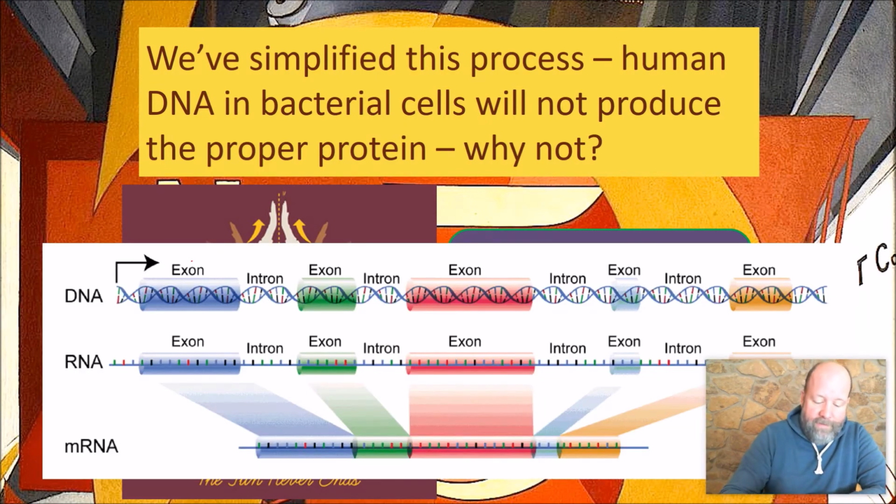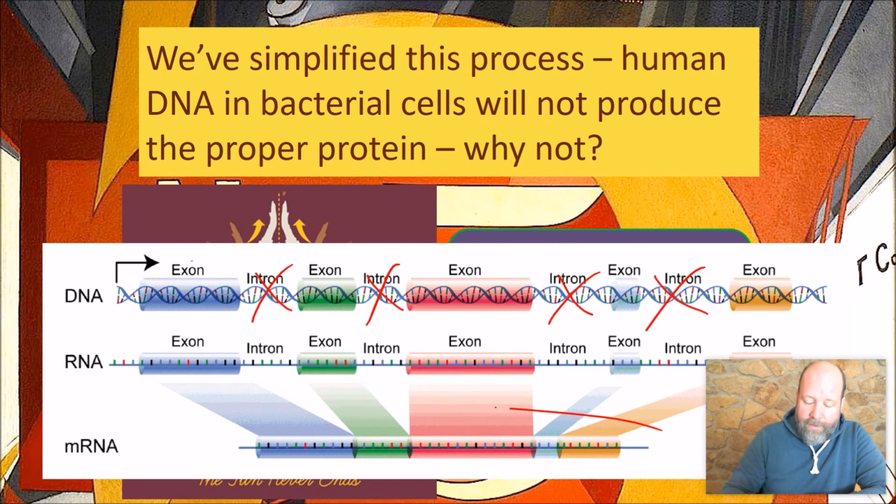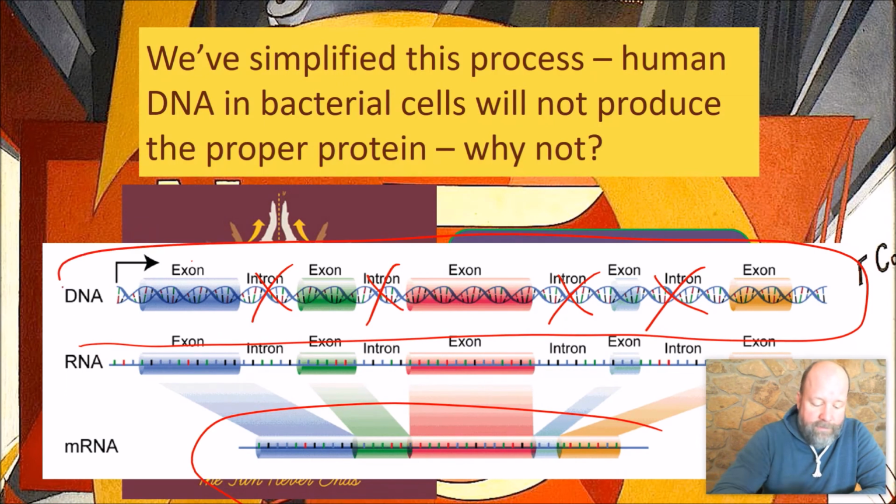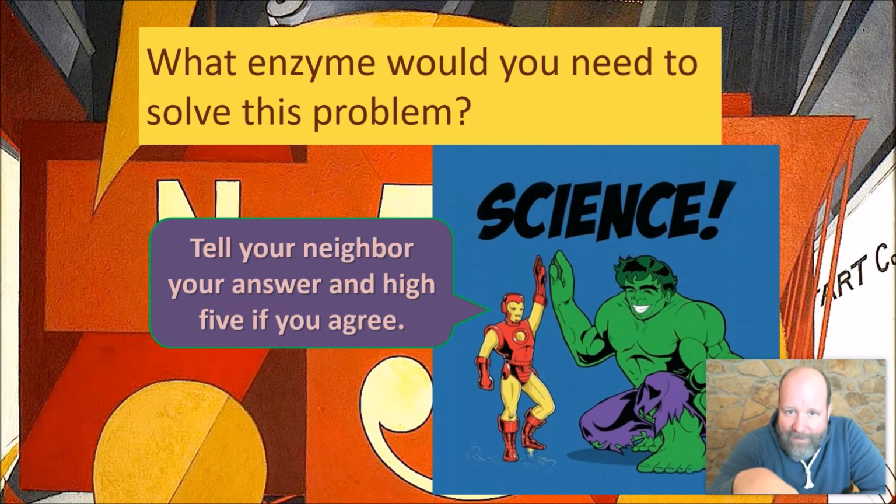Remember, we've got these exons and introns, and we don't use these when we make the RNA. But bacteria would use the entire sequence to make the RNA and therefore to make the protein. So the protein would be way too big and non-functional. Now let me ask you this. There is one enzyme that we've already talked about that would make it so that we don't have to worry about this anymore. See if you can think of that.